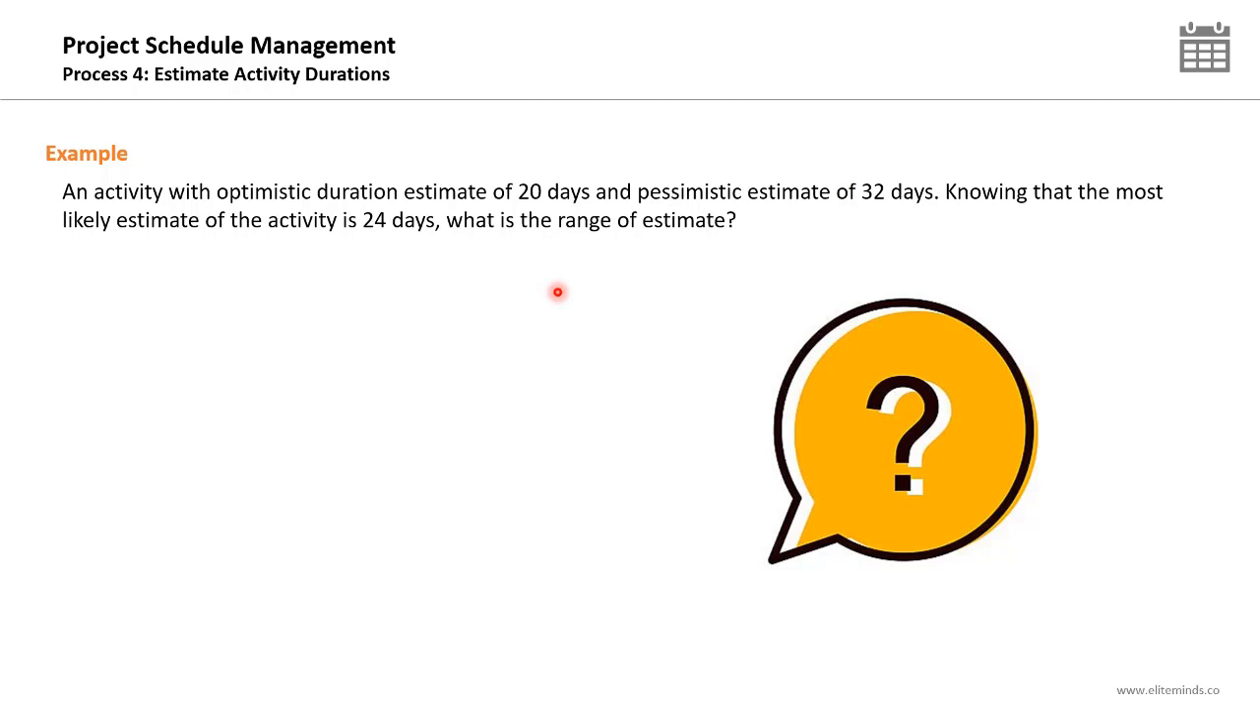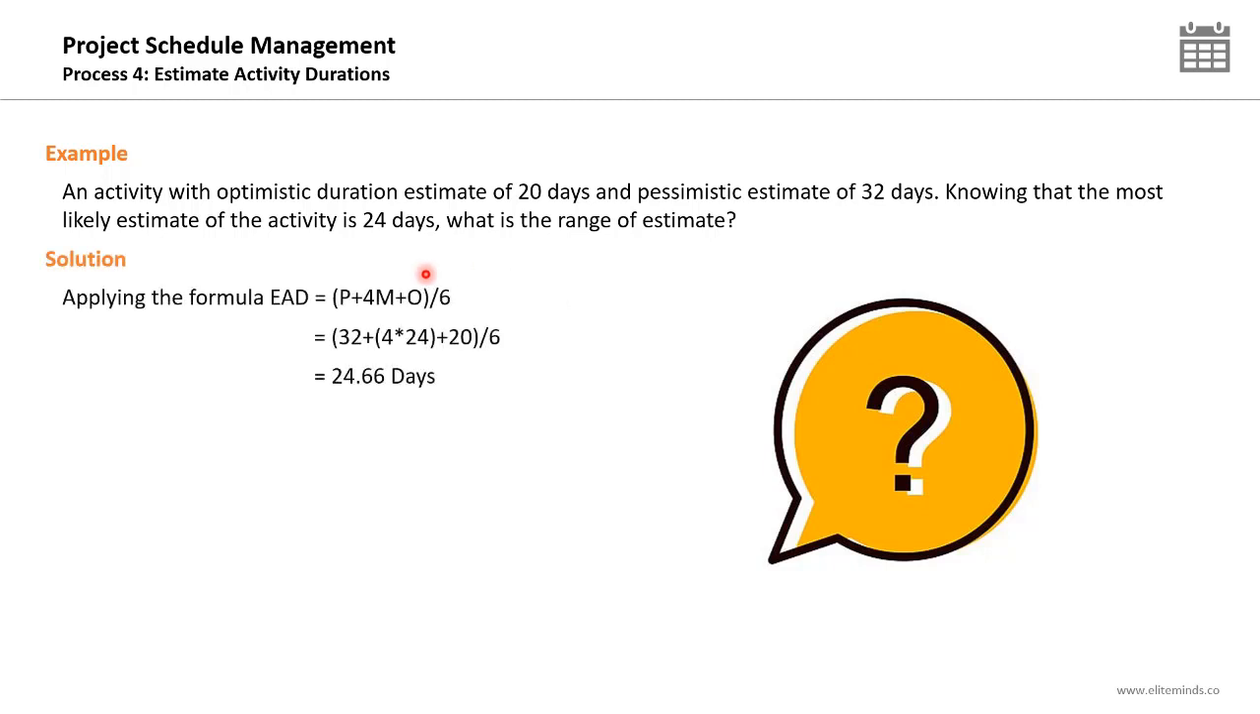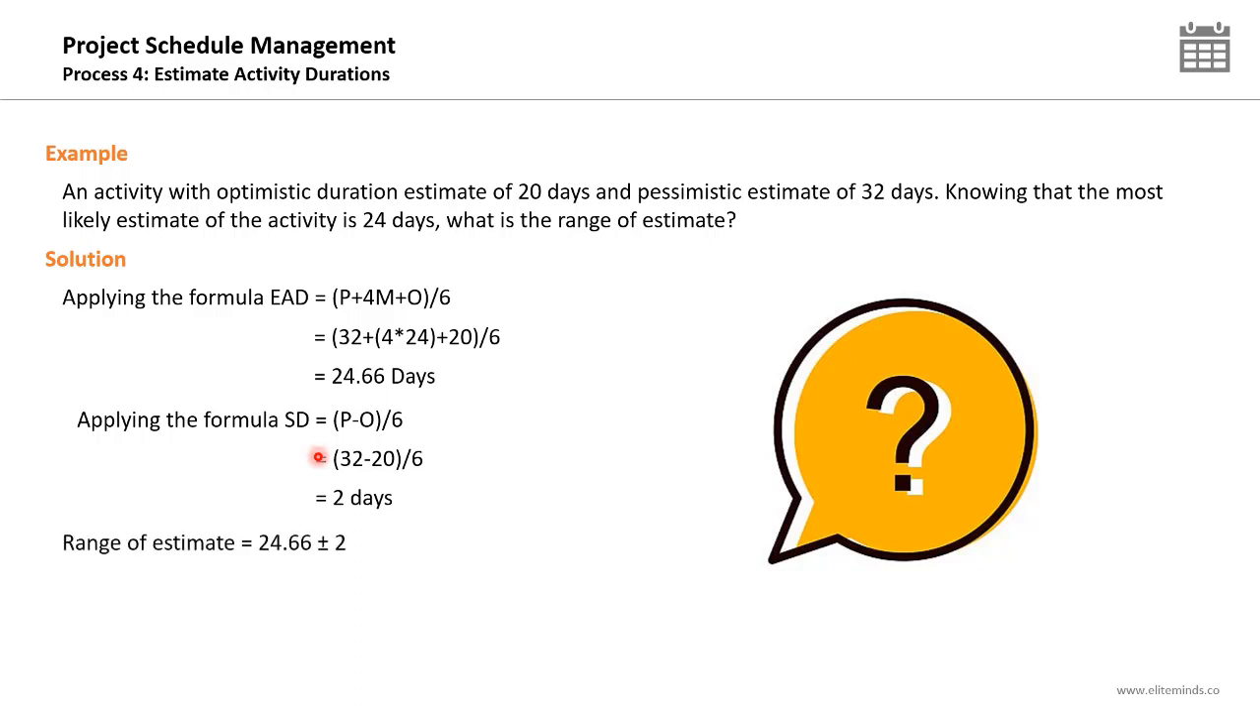In order to find the range of the estimate, we need to determine the expected activity duration and then determine the standard deviation. Applying the PERT formula, expected activity duration equals P plus 4M plus O divided by 6. P is 32, the most likely is 24, and the optimistic is 20 days, divided by 6. It's 24.66 days. Applying the standard deviation formula, it's P minus O divided by 6, so it's 32 minus 20 divided by 6, 2 days. Then the range of estimate is 24.66 plus minus 2 days.